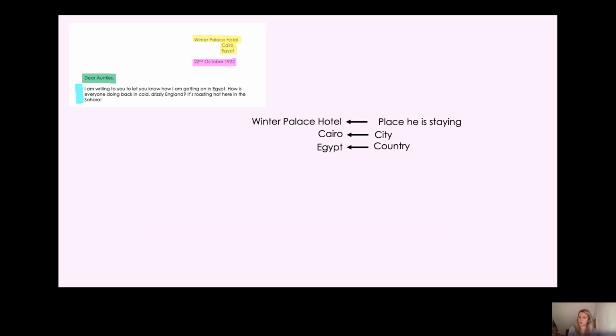Now, if Winter Palace Hotel was in Birmingham, you would write Winter Palace Hotel. Then for the city, you'd write Birmingham. And then for the country, you'd write United Kingdom or England. Okay, so now that you know what is included in an address, well, in the address in our informal letter, you can try and use this address to help you write Florence Nightingale's address.